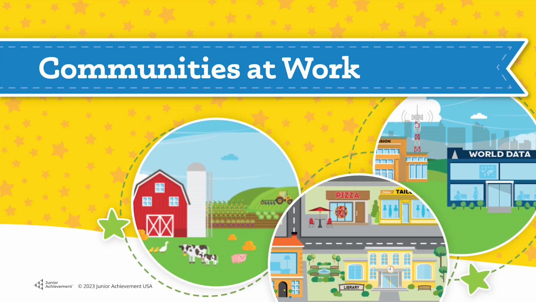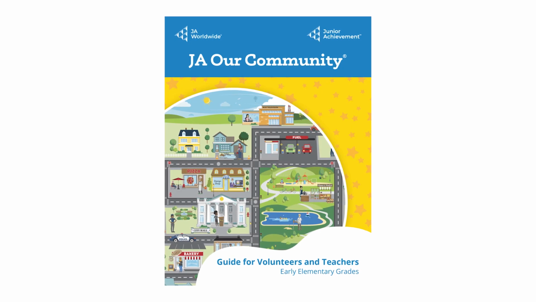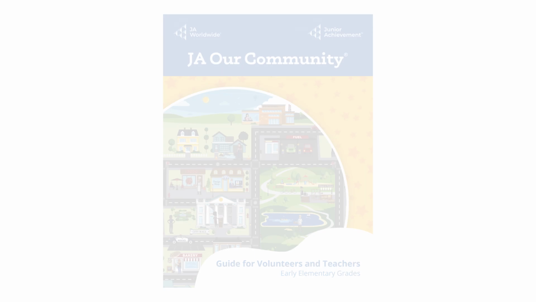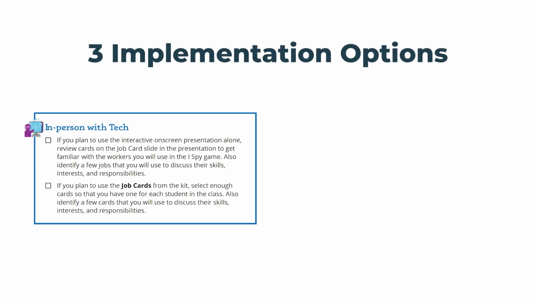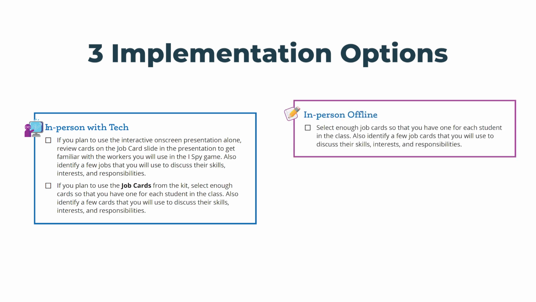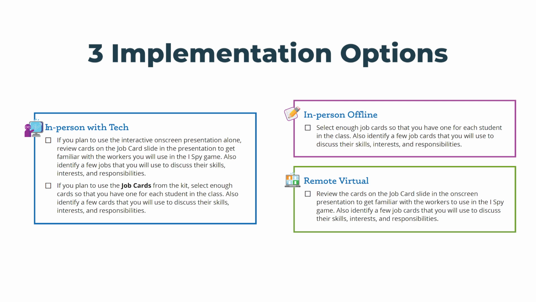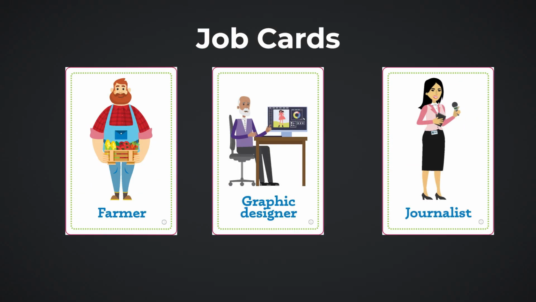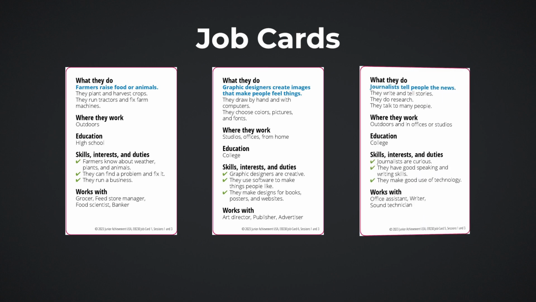As you prepare for this session, remember, in the Guide for Volunteers and Teachers, you will find 3 options for implementation: in-person with tech in blue, in-person offline in purple, and remote virtual in green. Work with your JA area staff member and educator to determine which option is correct for your experience and follow the guide accordingly.